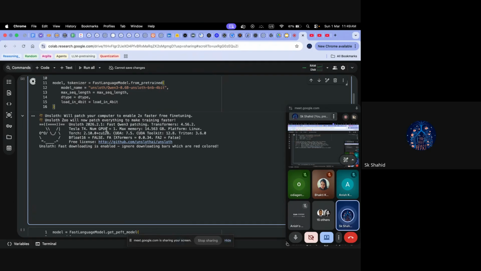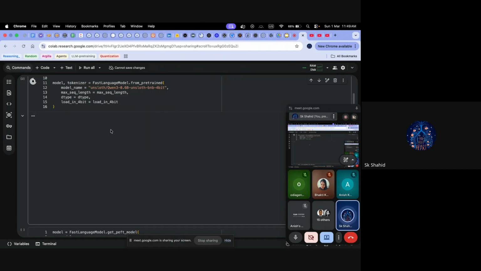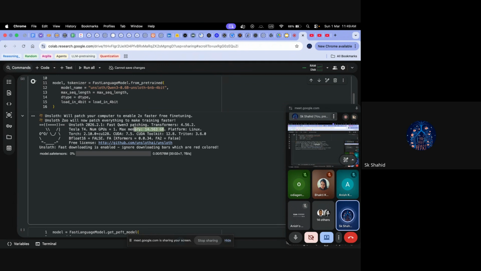So you get all of these servers to see exactly what is happening. We have a Tesla T4 GPU, the free Colab GPU. Number of GPUs is 1. What is our maximum memory size we can get? What platform it is using, and all of that verbose information you'll be getting.